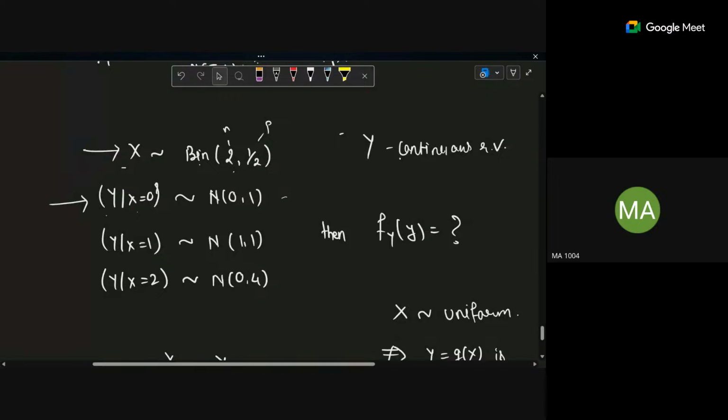See, in this particular question, x is following binomial distribution, and y given x equal to 0 is following normal distribution with mean 0 and variance 1. So y given x is also a random variable, and this random variable is following the normal distribution, because y is continuous.